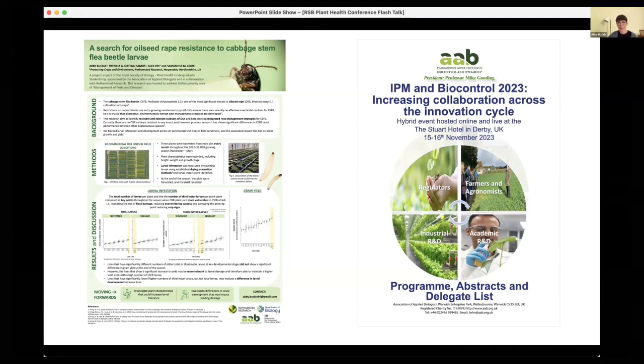And on top of that, I was also invited by the Association of Applied Biologists to attend their IPM and biocontrol conference, and if I wanted to bring a poster of my work. And this again was a really valuable experience, really useful. It was really great to see a whole range of research that's going on and meet loads of people working in the field and get a really good idea about what I wanted to do going forwards.